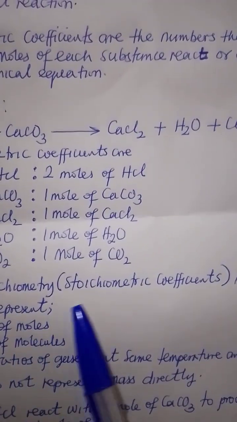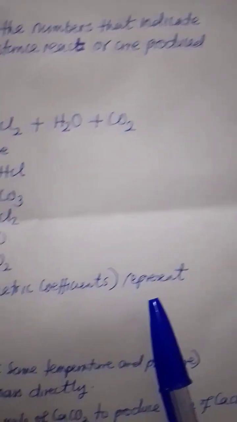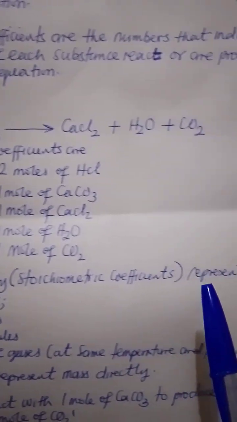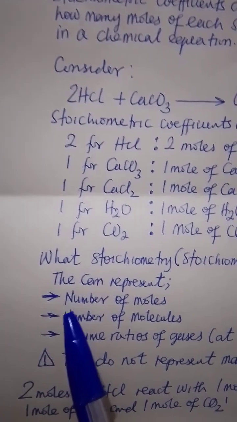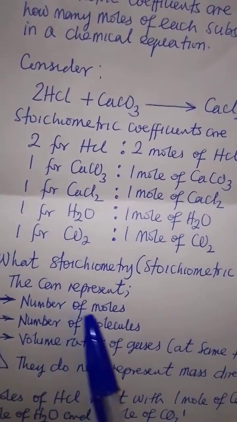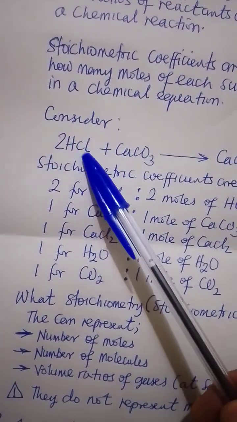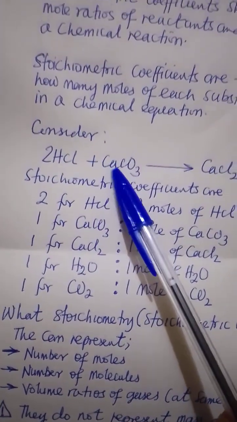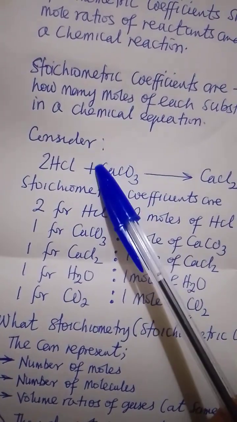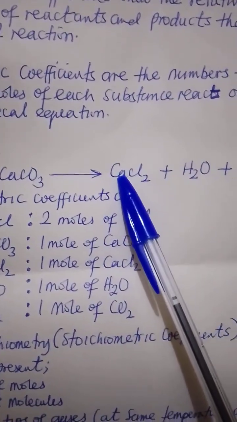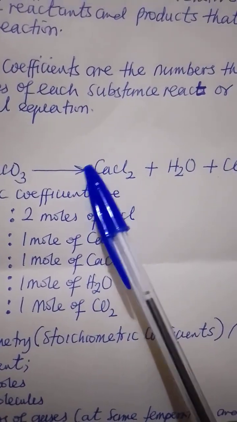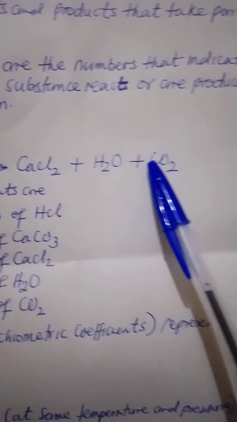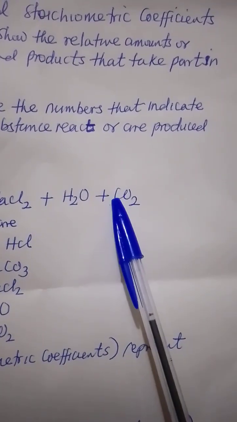Now, what does a stoichiometric coefficient represent? Number one, they can represent the number of moles. So how many moles of HCl are reacting here? 2. How many moles of calcium carbonate are reacting? 1. How many moles of calcium chloride are produced? 1. How many moles of water produced? 1. How many moles of CO2 produced? 1.